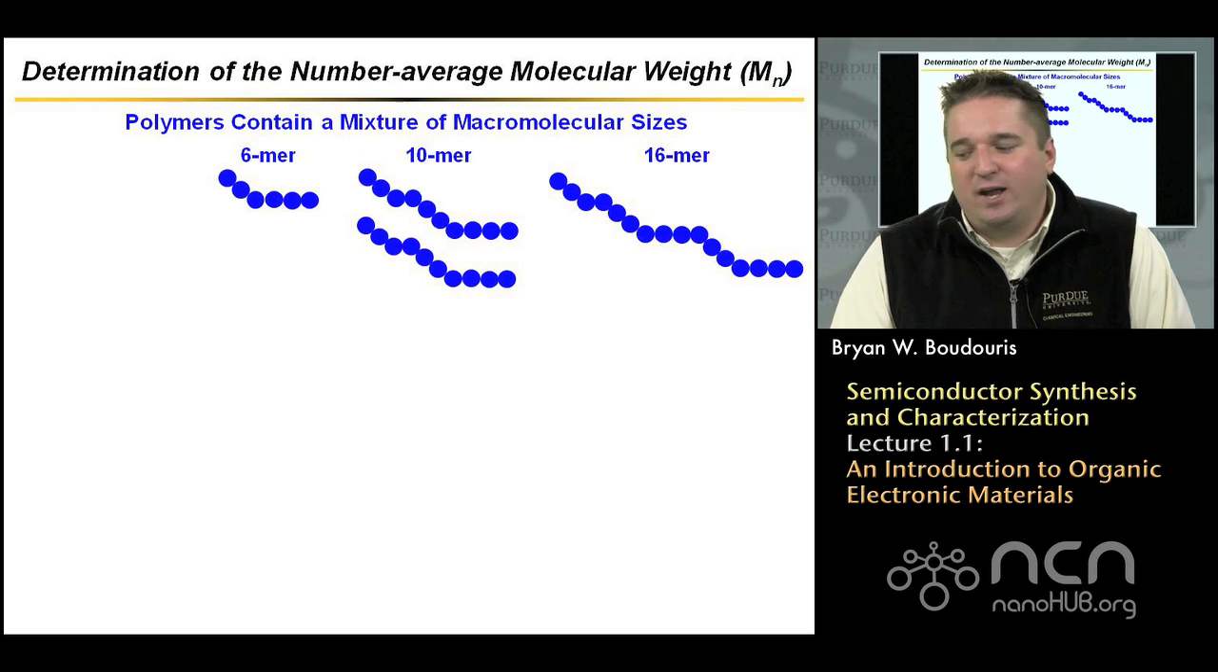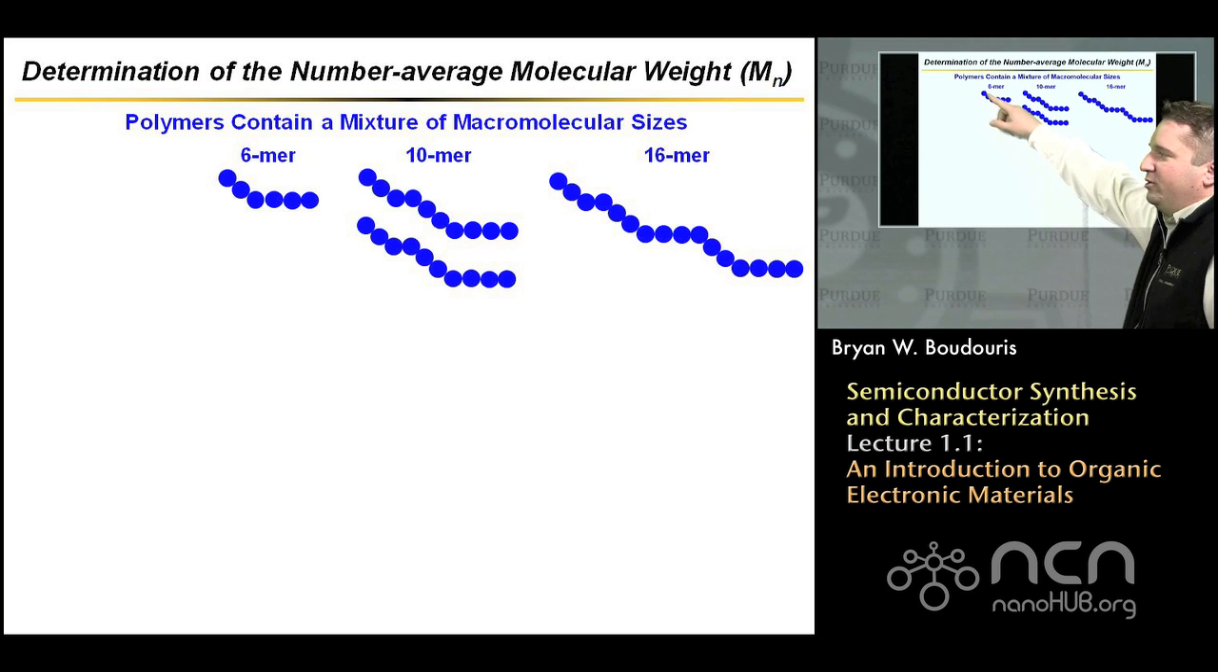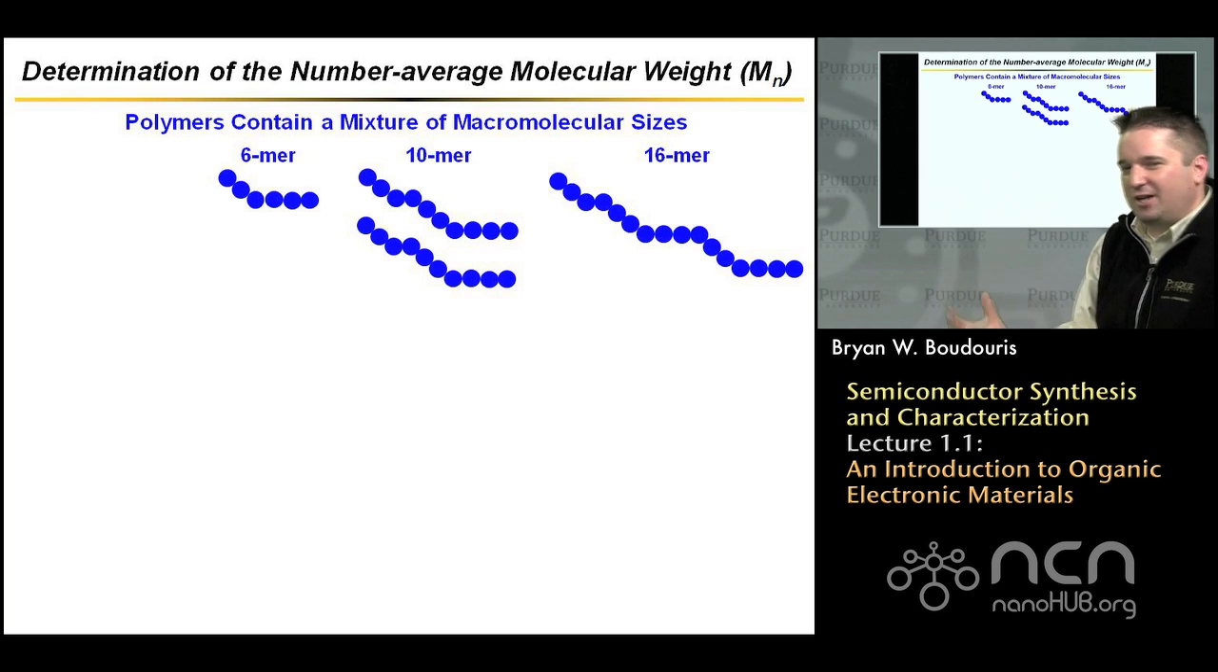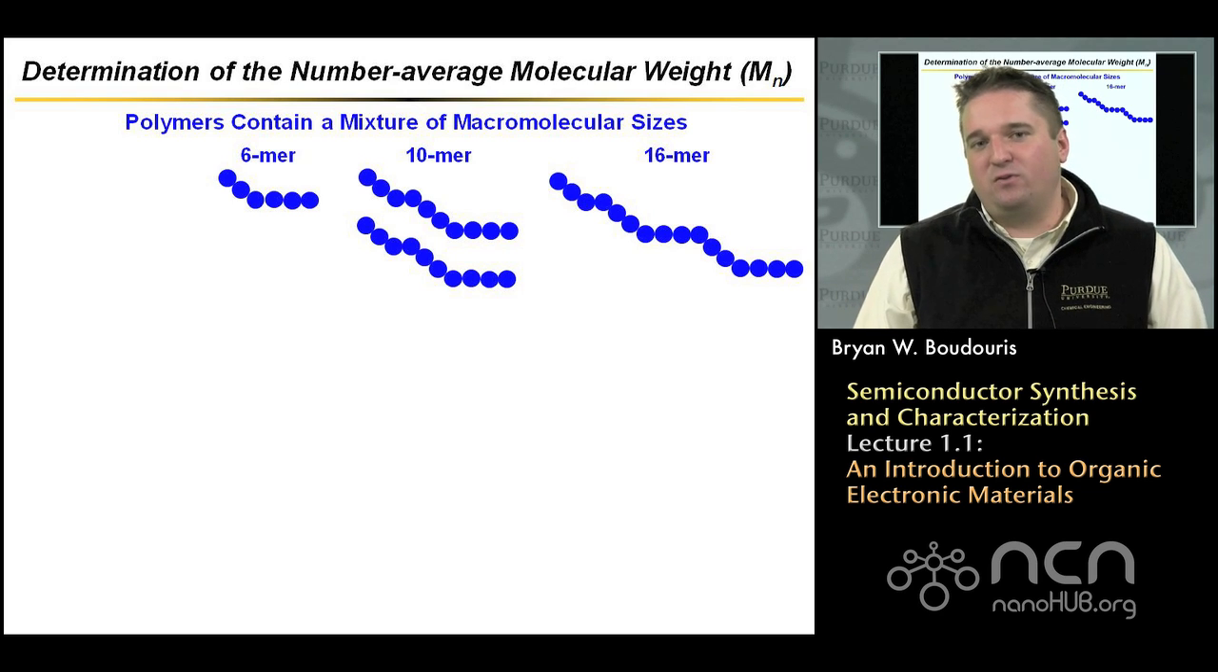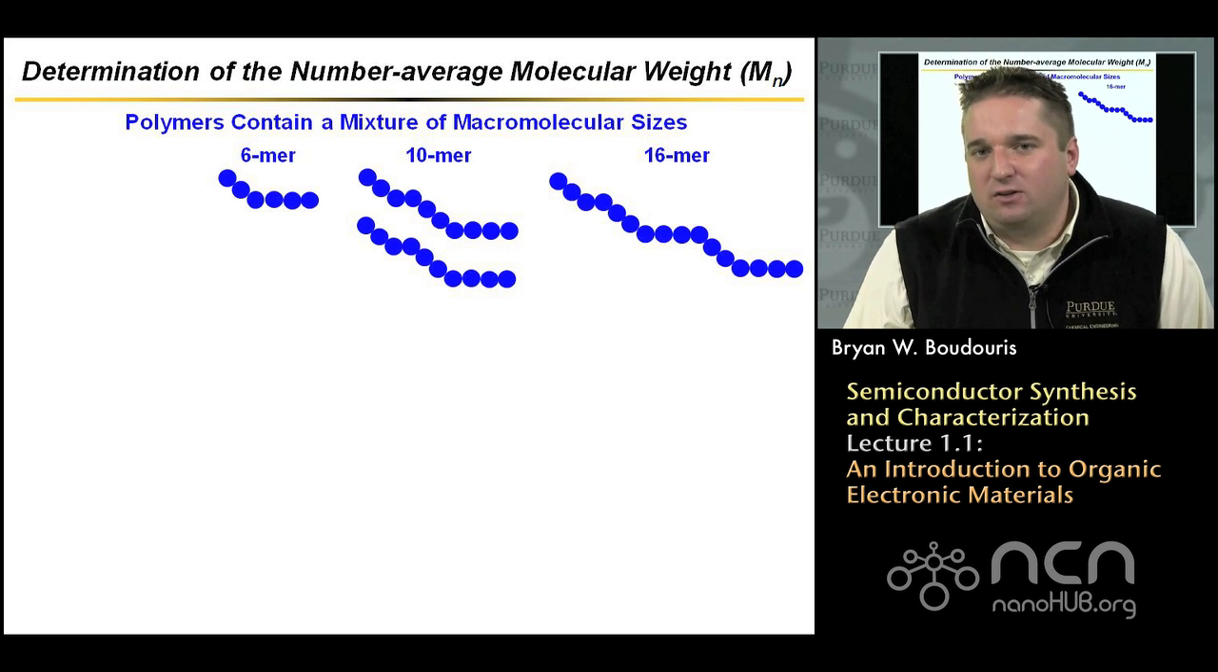But now we have this polymer. All the blue spheres are the exact same things. They're all the same. But now I have this mixture of them together in one pot. Some of them are 6 units long, some of them are 10, some of them are 16. How do we define a molecular weight?